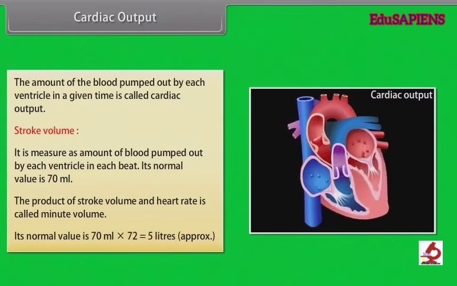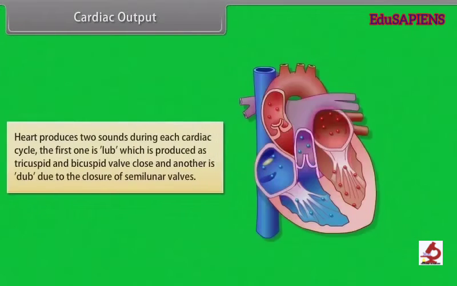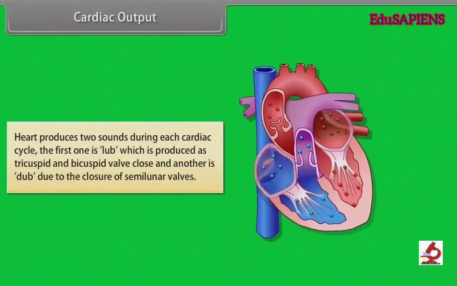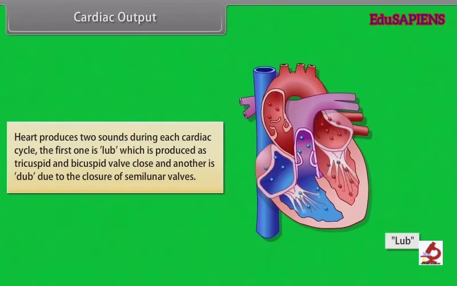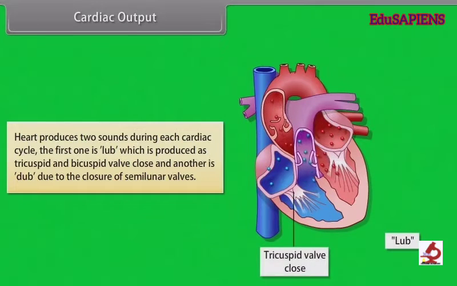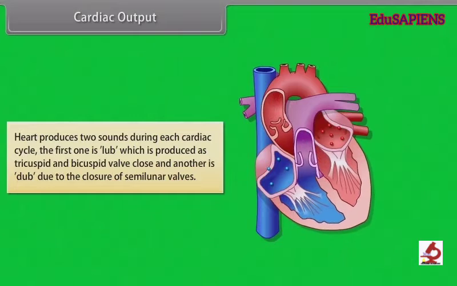Heart produces 2 sounds during each cardiac cycle. The first one is lub, which is produced as tricuspid and bicuspid valves close, and another is dub, due to the closure of semilunar valves.